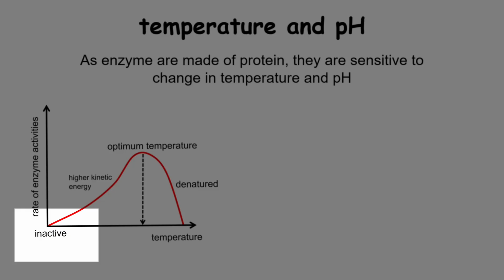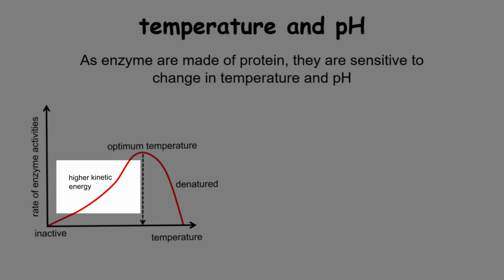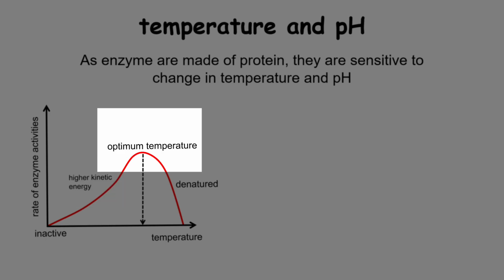At low temperatures, enzymes are inactive. Their activity increases as temperature rises because they have higher kinetic energy, increasing the chance of binding with a substrate to form an enzyme-substrate, ES, complex. This continues until the optimum temperature of the enzyme, where the rate of reaction is the fastest. Different enzymes have different optimum temperatures.